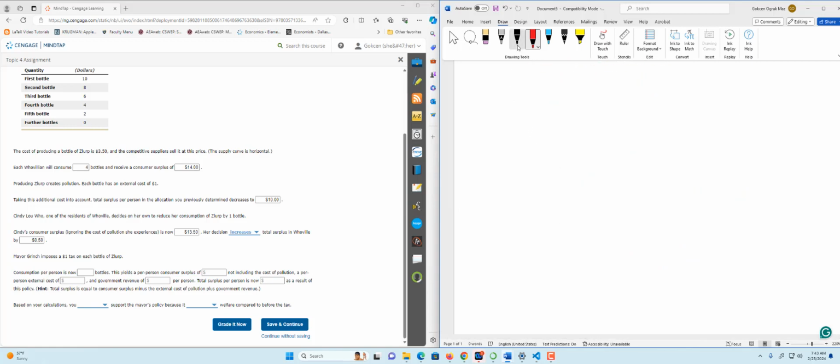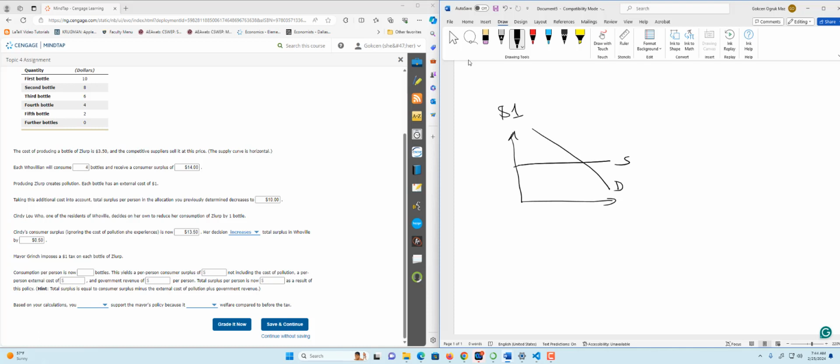Now the next one, we are going to incorporate a $1 tax. So the mayor is imposing a $1 tax on each bottle of Zilur. Now we need to calculate the consumption per person. So now we have $1 tax. And remember, I said that the shape of the supply curve is important here. Okay, so this is supply, this is demand, right?